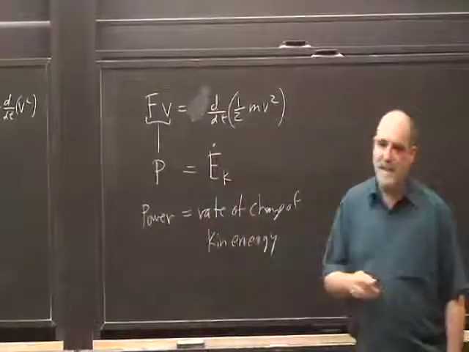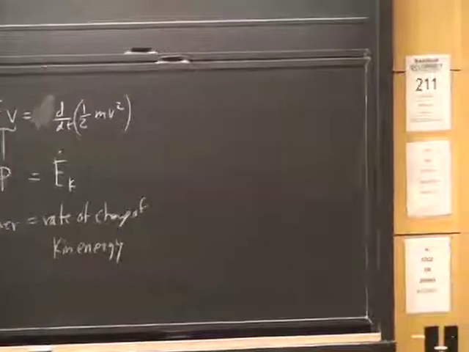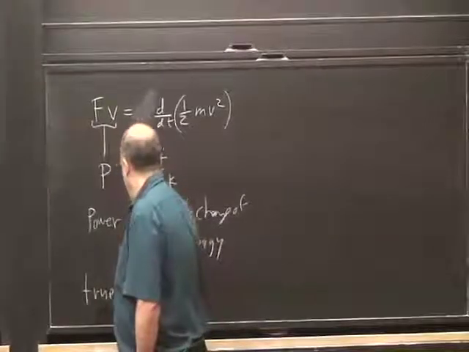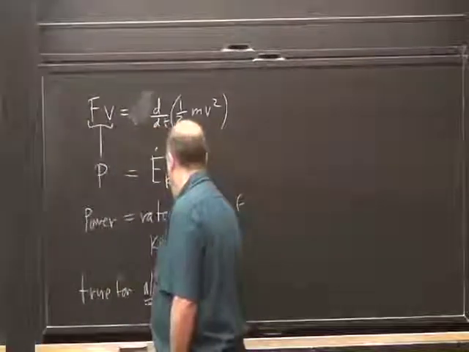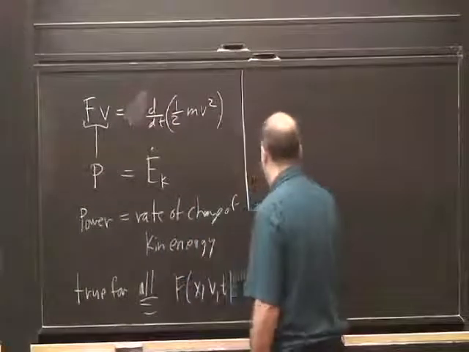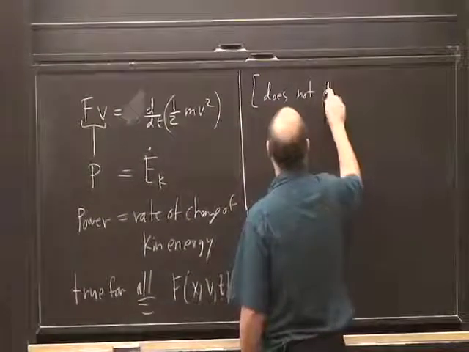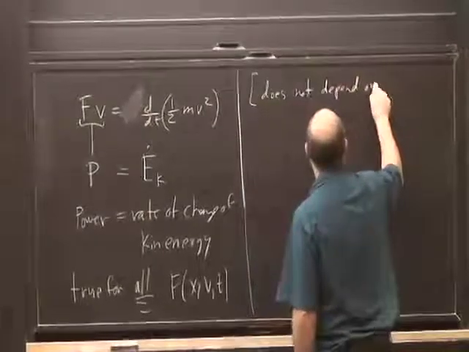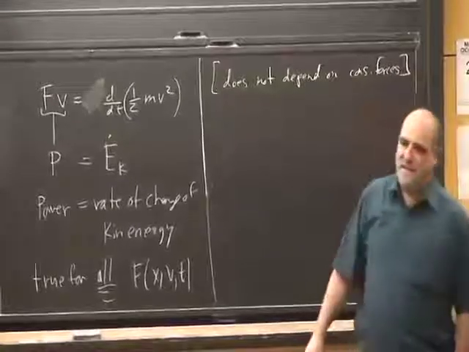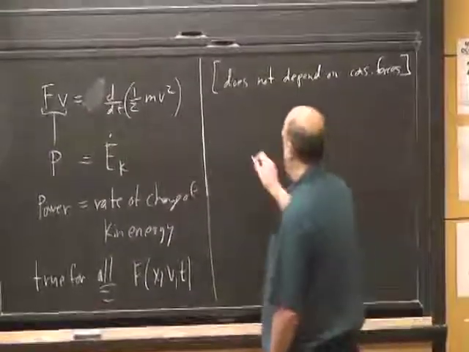And this is a general result, and it does not depend on whether the forces are so-called conservative or not conservative. In other words, this is true for all F of x, v, t. So it does not depend on conservative forces. That's the simplest energy equation: the power of all the forces is equal to the rate of change of kinetic energy. Now we can integrate this in time.